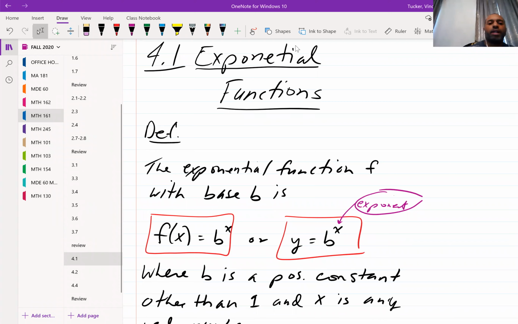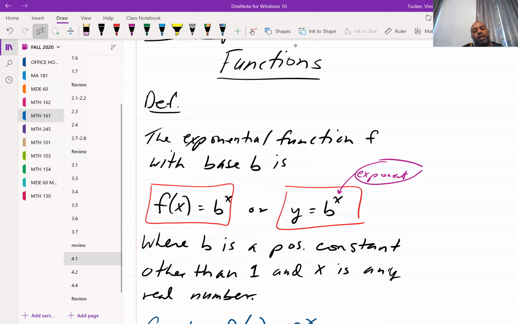But the main thing we recognize here is that our variable is the exponent. When that's the case, when your variable is in the exponent position, that is your exponential function. So this is not b times x. This is b to the x power, where b is a positive constant other than 1, and x is any real number.